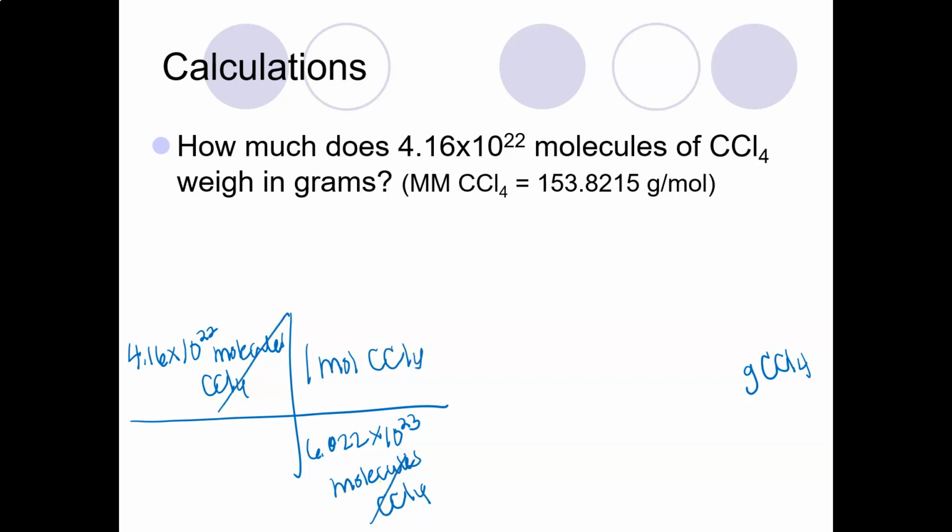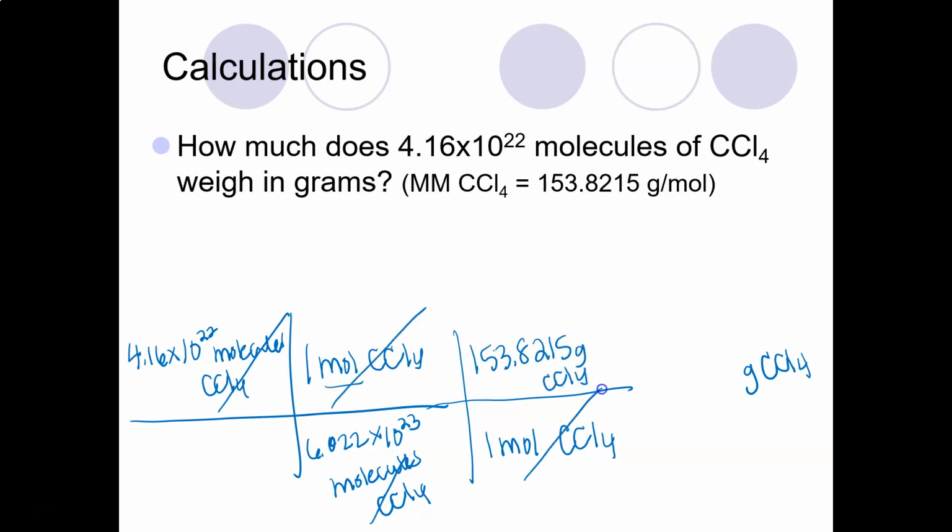So if I stopped right now, my answer would be in moles of carbon tetrachloride, which is a wonderful thing, but we're looking for grams, so I'm not done. So I'm going to have to use the molar mass unit factor, which is going to tell me that in 1 mole of CCl4, there are 153.8215 grams. When I set this up, the 1 mole needs to go on the bottom so it can cancel with the unit mole right there. And the 153.8215 grams of CCl4 goes on top.